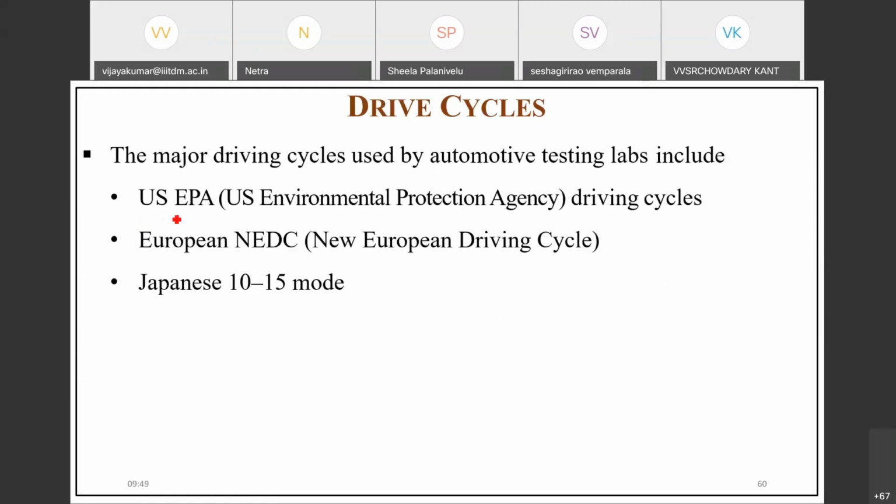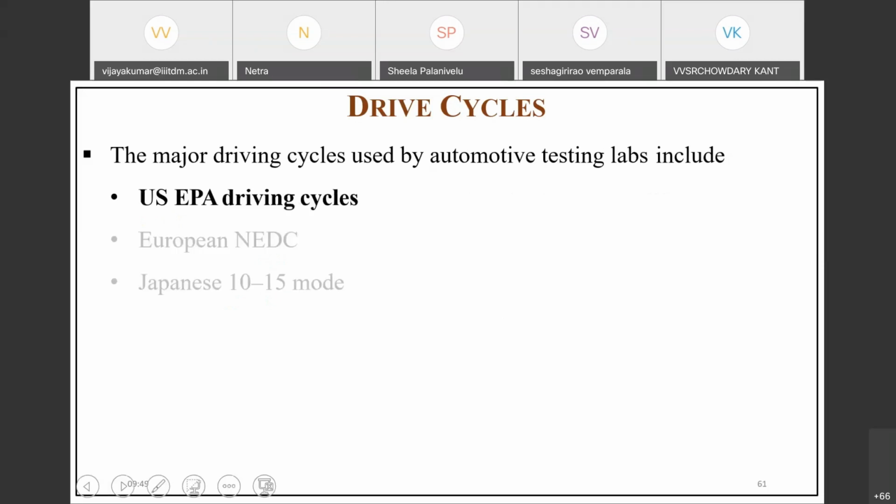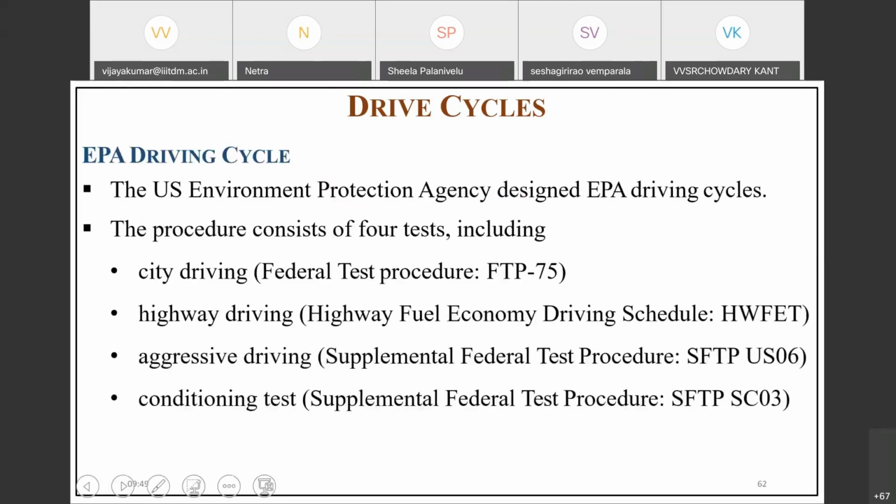In the US, you have the US EPA driving cycles. In Europe, we have the European NEDC. In Japan, they call it the 10-15 mode driving cycle. Whenever they are launching an electric vehicle, they have to meet the standards. The standards are very simple. They test their electric vehicle under different operating conditions, like city driving, highway driving, and aggressive driving. Some people just put their leg on the accelerator like anything, and they won't release it, right?